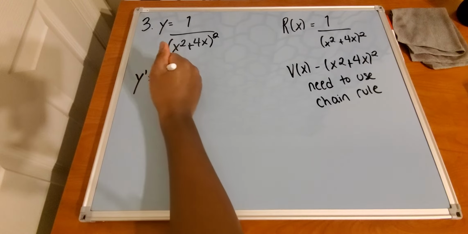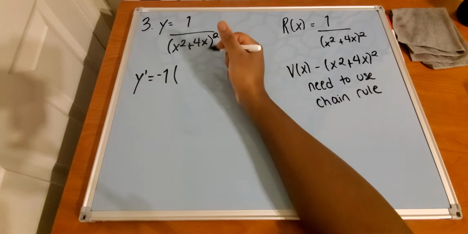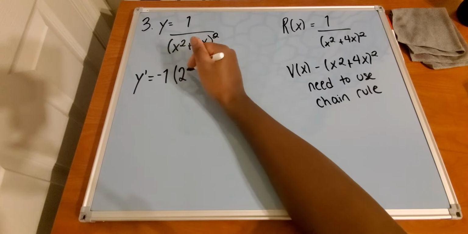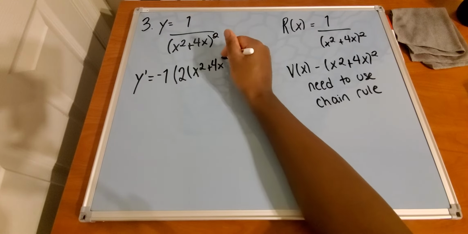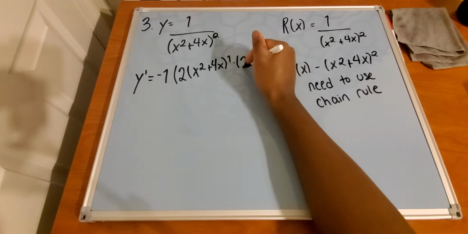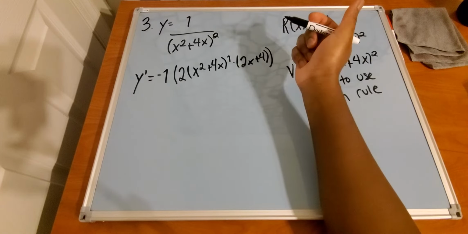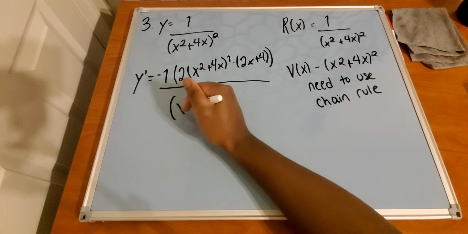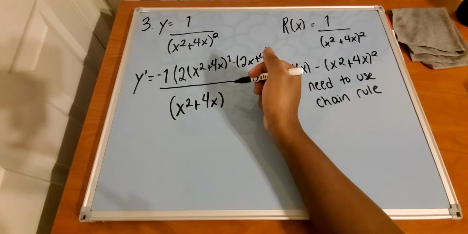So y prime is equal to -1 times the derivative of our denominator function. Well, if we use chain rule, we bring down the 2, so we have 2 times x squared plus 4x to the first times the derivative of what's inside parentheses, that is 2x plus 4. And then just close off our parentheses. All of this is over our denominator function squared, so it's x squared plus 4x to the 4th.